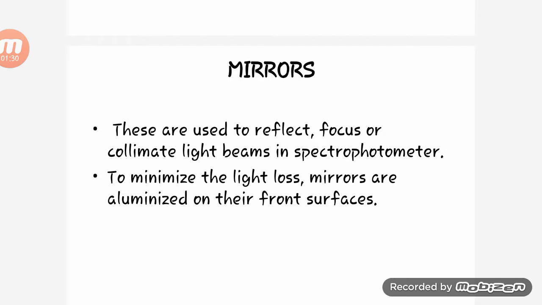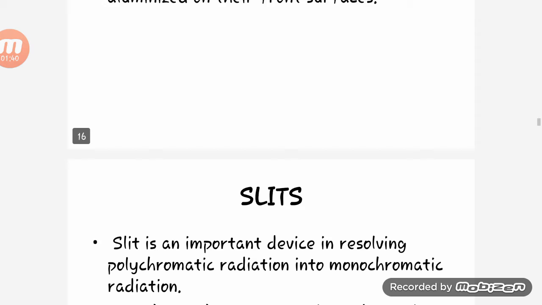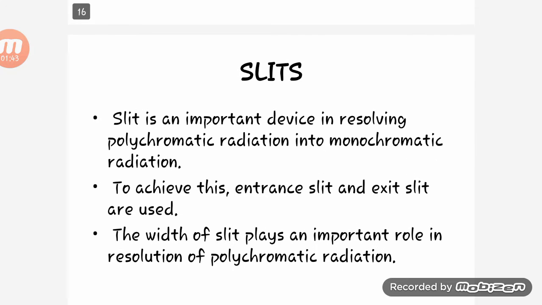Next is the mirror. These are used to reflect, focus or collimate the light beam in the spectrometer to minimize the light loss. Mirrors are aluminized on their front surface. Slit is an important device in resolving polychromatic radiation into monochromatic radiation.